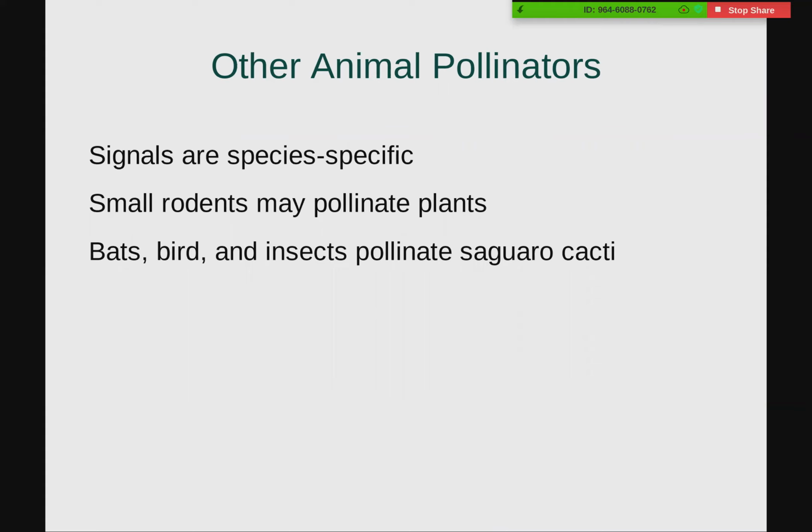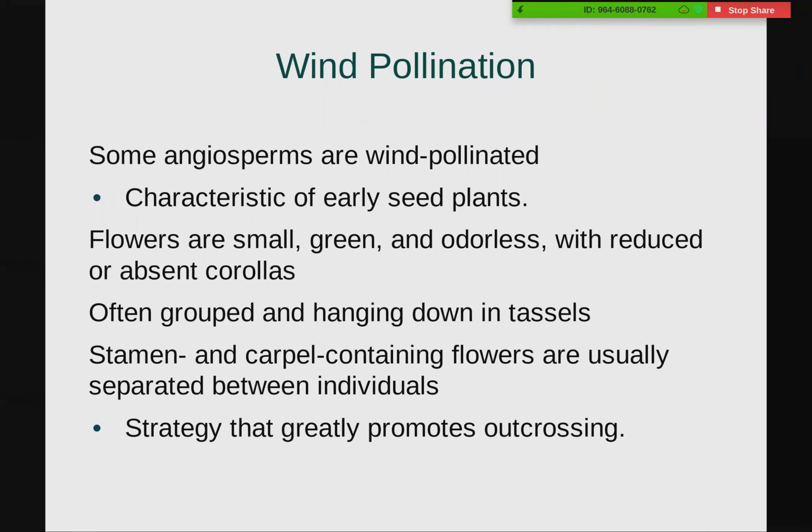Now, there are other types of pollinators for animals: rodents, bats, birds, insects, many other types out there. But typically speaking, one flower has its own set of pollinators. Say if a hummingbird goes for flowers XYZ, it will ignore flowers ABC, for instance. So pollinators can be pretty specific.